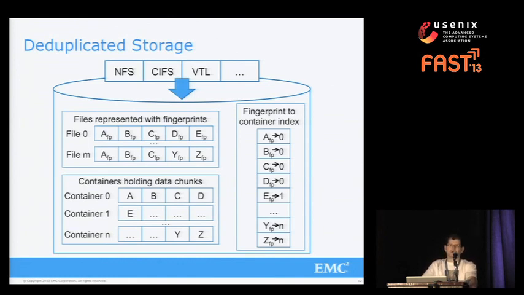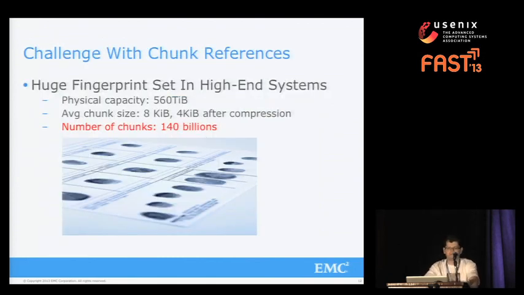Those chunks are grouped together, and they are usually 8 kilobytes or whatever chunk size you have on average. You group a bunch of them into a container and store them there, and the container set is managed as a log structure. The main challenge here is that in big systems, you may have hundreds of billions of chunks, and then how do you manage those references so that you can do sanitization? That's one of the big challenges in carrying out sanitization efficiently.